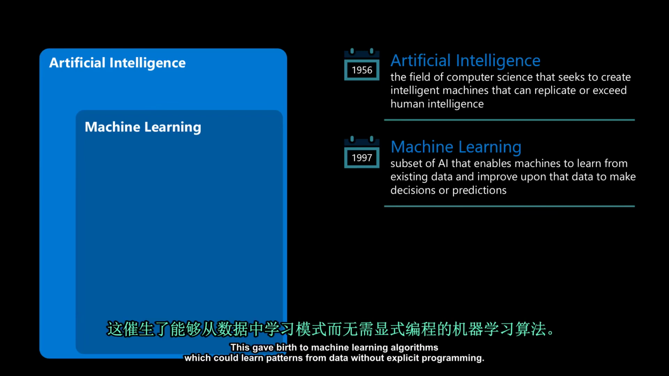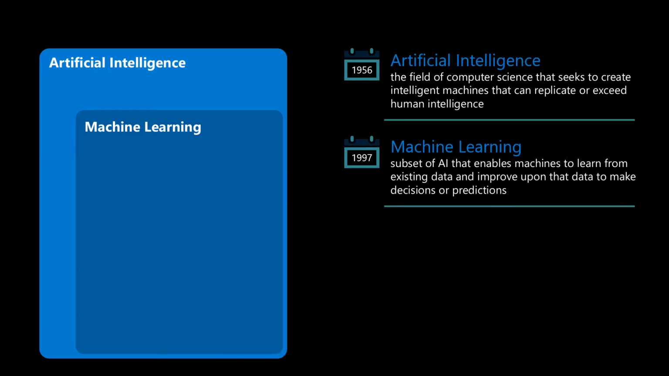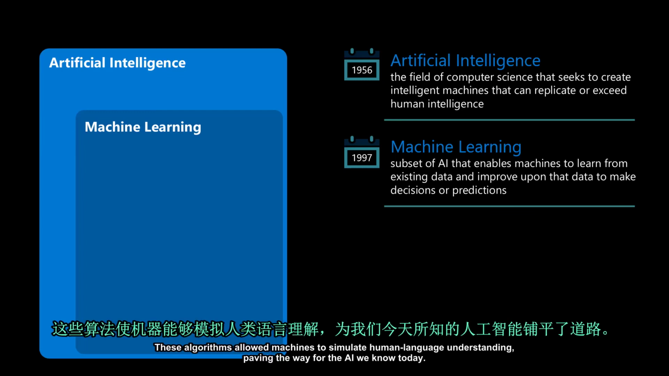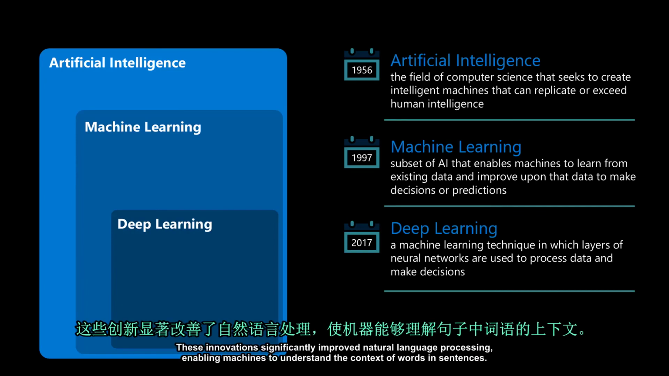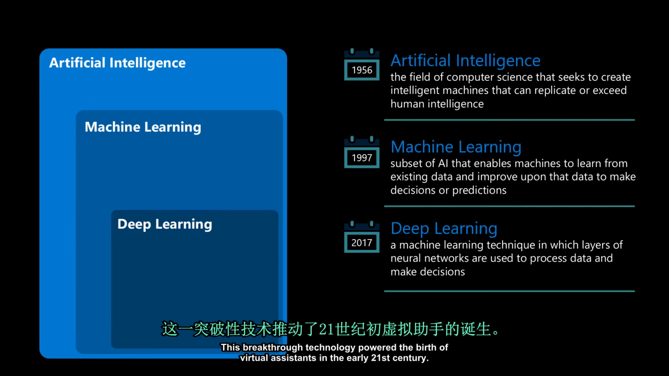This gave birth to machine learning algorithms which could learn patterns from data without explicit programming. These algorithms allowed machines to simulate human language understanding, paving the way for the AI we know today. In more recent times, advancements in hardware technology allowed for the development of advanced machine learning algorithms, particularly neural networks. These innovations significantly improved natural language processing, enabling machines to understand the context of words in sentences. This breakthrough technology powered the birth of virtual assistants in the early 21st century.